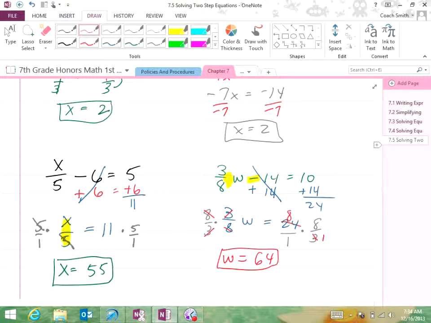Do what? You do the reciprocal of the fraction.